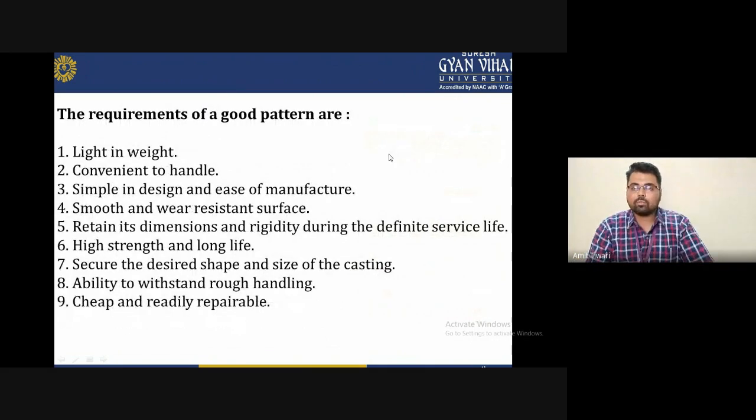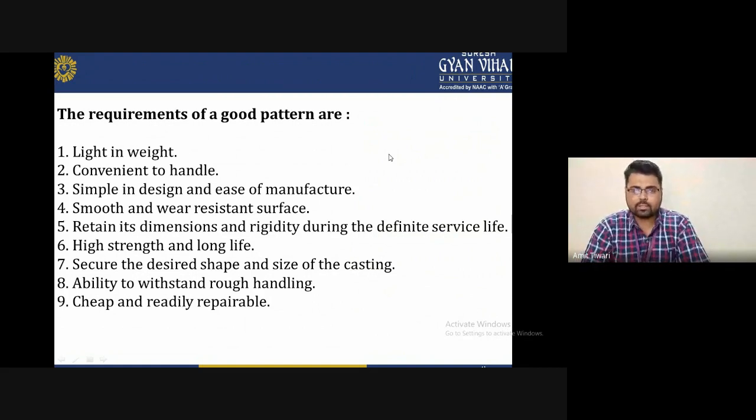The requirements of a good pattern are as follows. The first is light in weight. It is very important that it is light, because whenever the pattern is light, it is easy to handle, easy to move, and easy to transfer from one place to another. A light pattern is good for manufacturing, and it is easy to construct whatever type of pattern you provide for a certain casting.